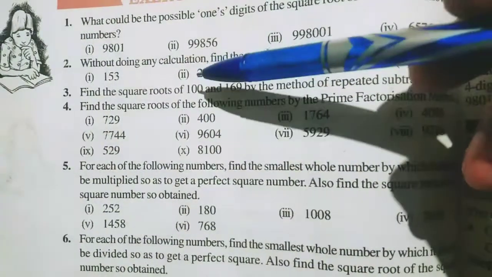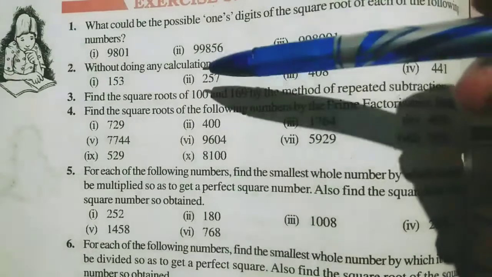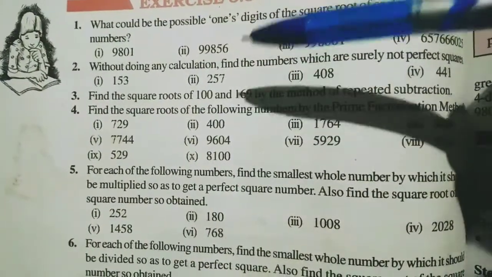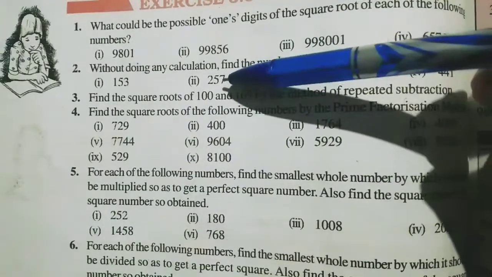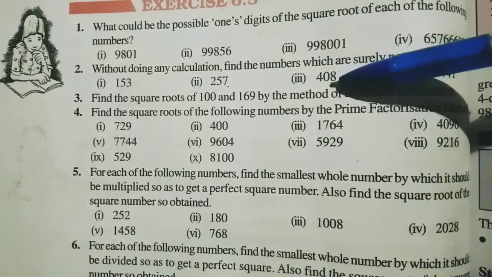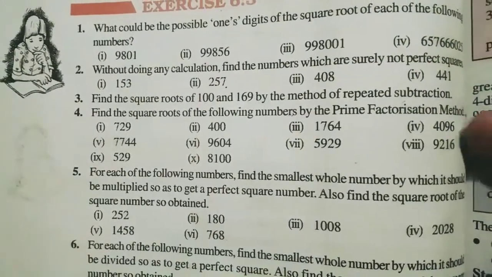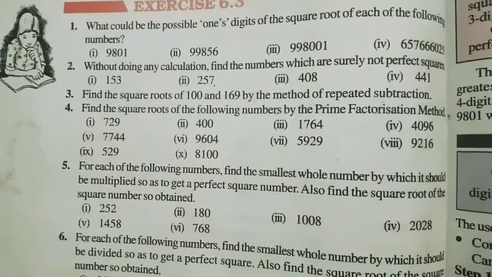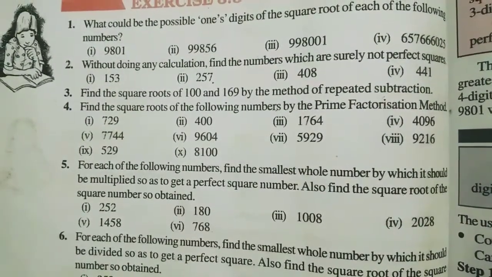The rest of the questions you do by yourself. You write all the explanation, the same explanation will be there, and see whether it is a perfect square or not. Here you can see 7, it is not a perfect square. 8 in the unit place, it is also not a perfect square, and 1 is in the unit place, it is a perfect square, right? So you have to write in that language.